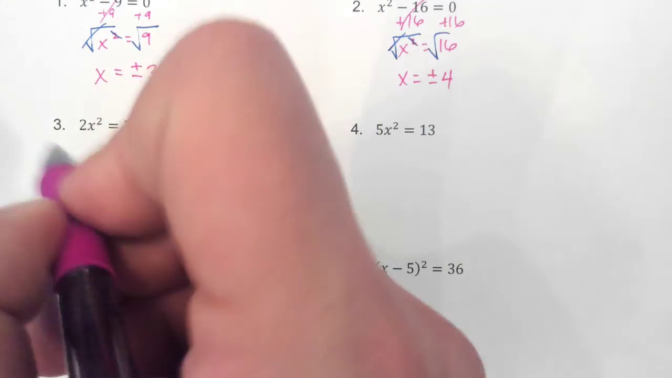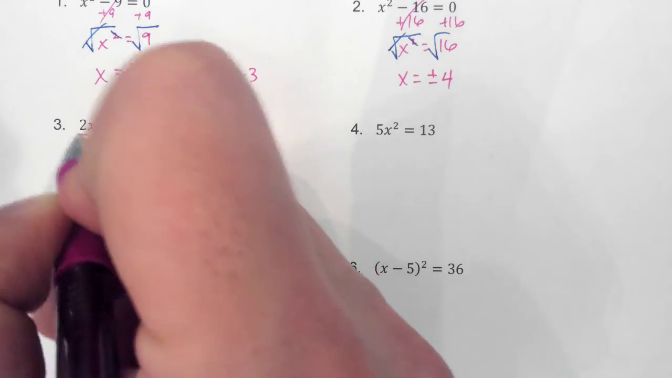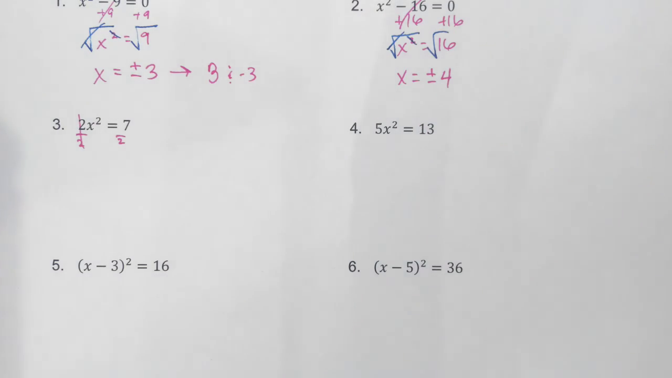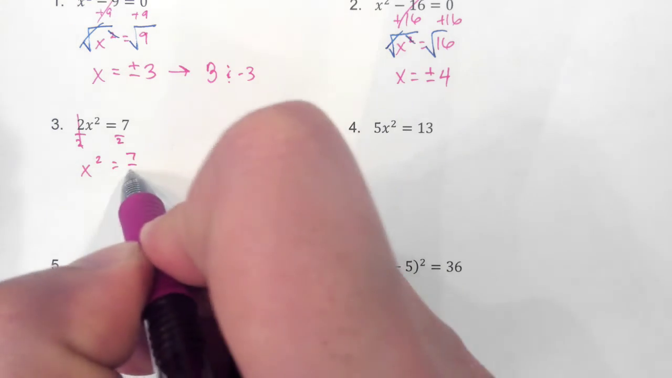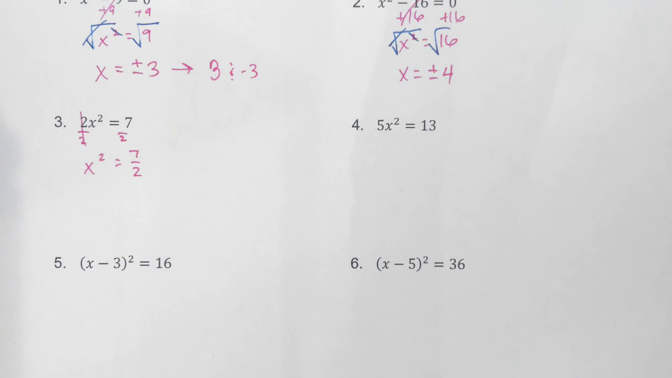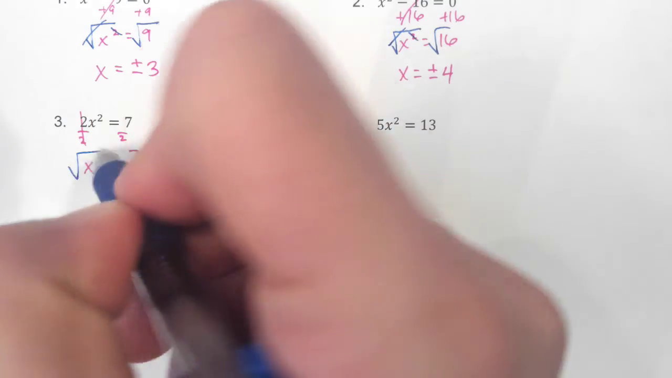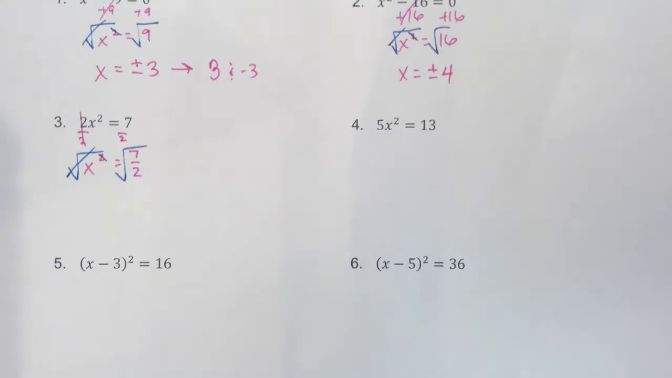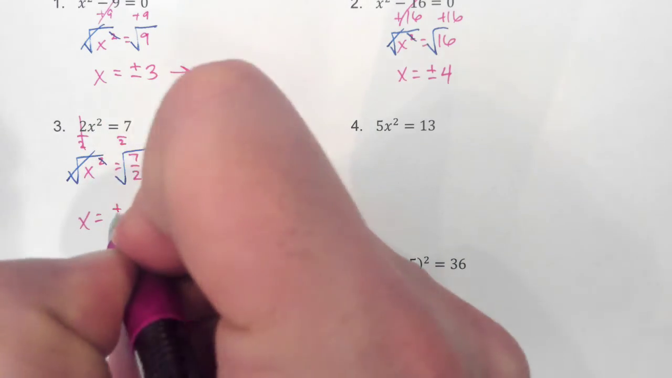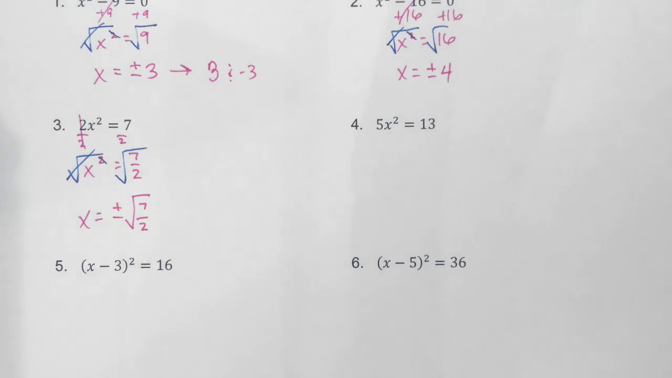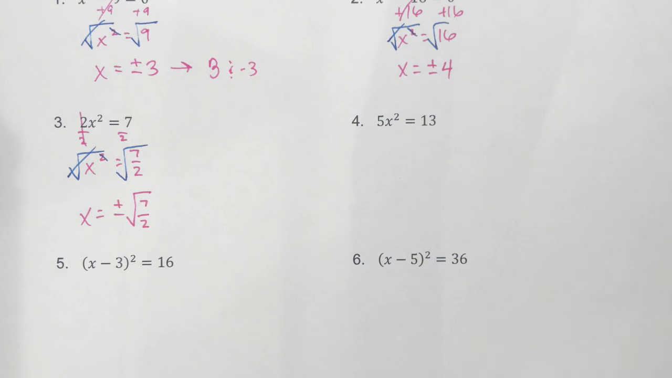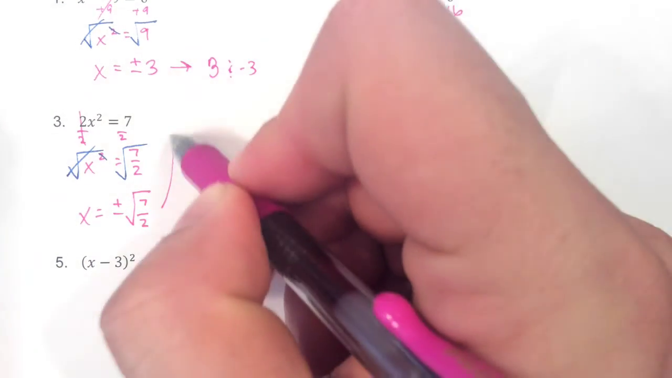To get x squared by itself, this time we would divide by 2. Now 2 doesn't go into 7, so it's going to stay as a fraction: x squared equals 7 halves. Okay, so we have to square root both sides of the equation. Now this one takes a little bit more effort. We know we're going to have plus or minus. Now the square root of 7 and the square root of 2, neither of those are perfect squares. So how do we simplify that?